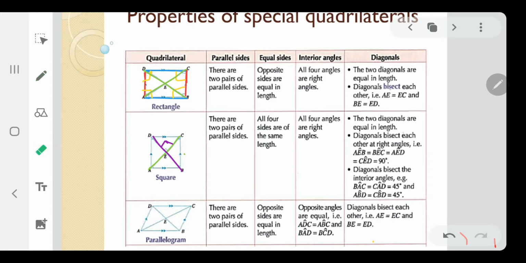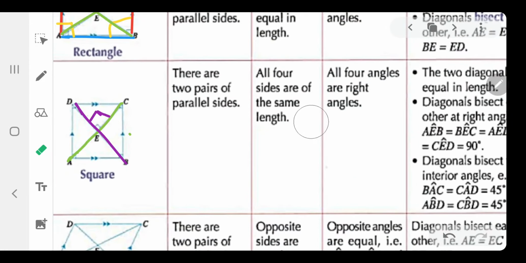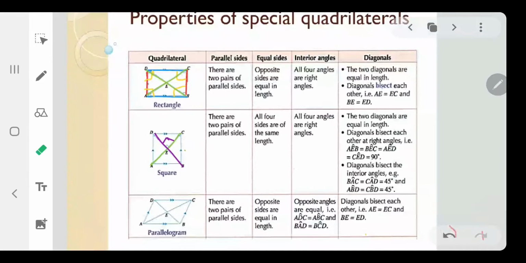Now similarly, we have another type, which is a parallelogram. Opposite sides are parallel and equal, right?